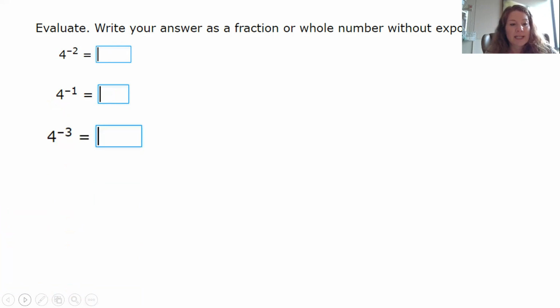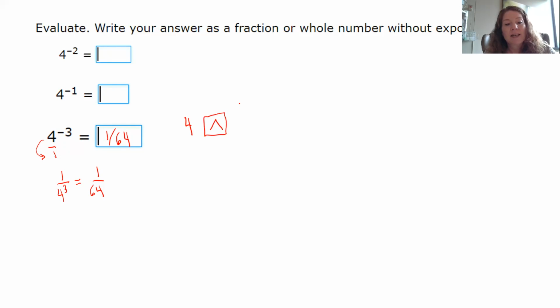All right, the third one, to get rid of that negative exponent, you would flip that 4 down to the denominator. So it'd be 1/4 to the positive third. And 4 to the third is 64. Like I said, if you have the right calculator, you can type the whole thing into the calculator. You're going to type the 4, hit the caret button, type in -3, hit enter, and it's going to give you the answer as a fraction.